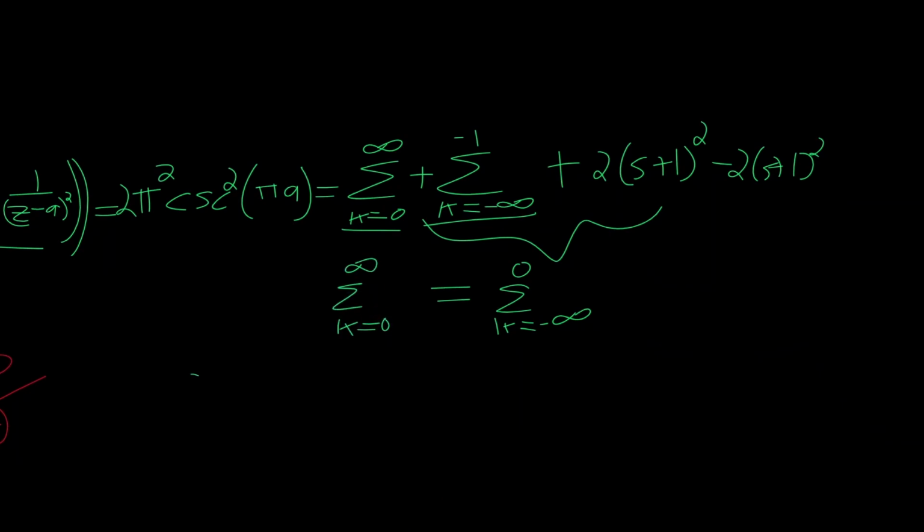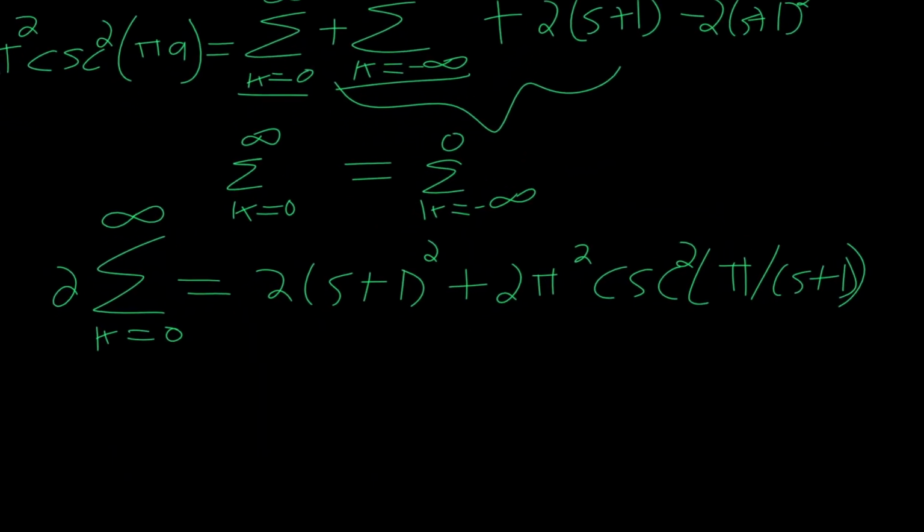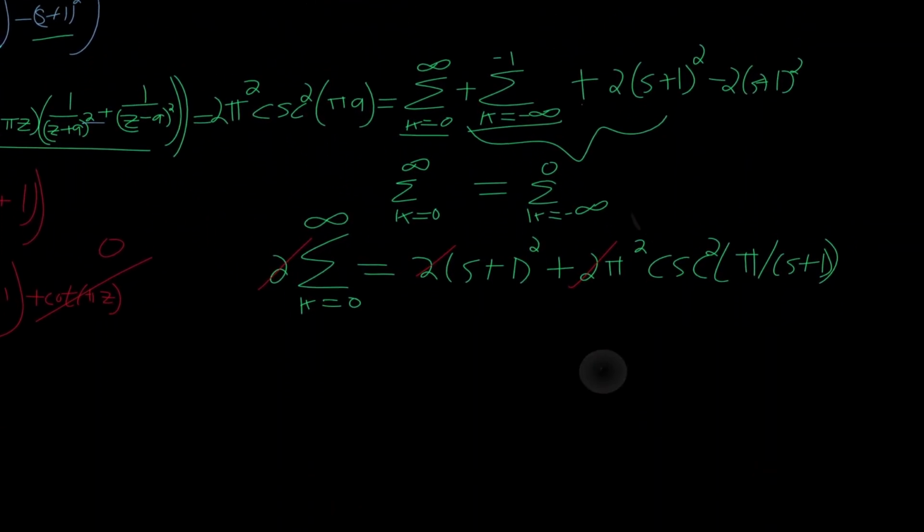So really what we have is 2 times our sum from k equals 0 to infinity is equal to 2 times s plus 1 all squared, and then plus 2 pi squared times the cosecant squared of pi and then times a, but our a right here is an s plus 1. And dividing by 2, we see that all the 2's really go away.